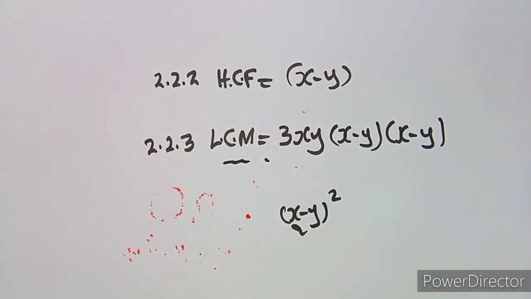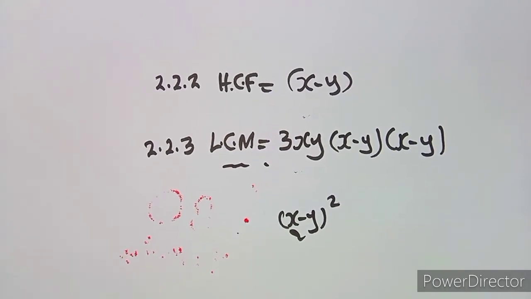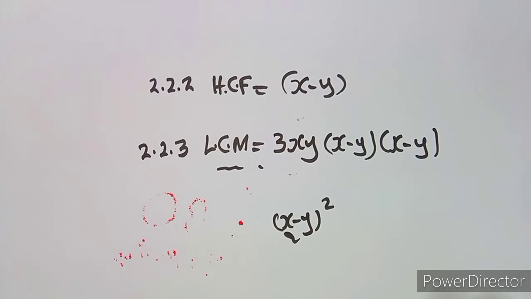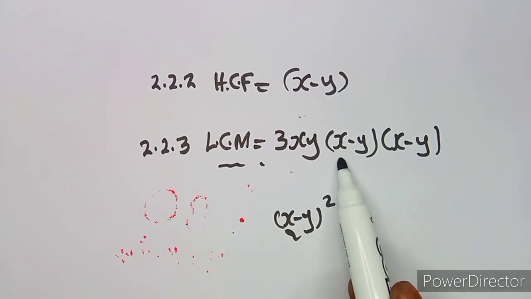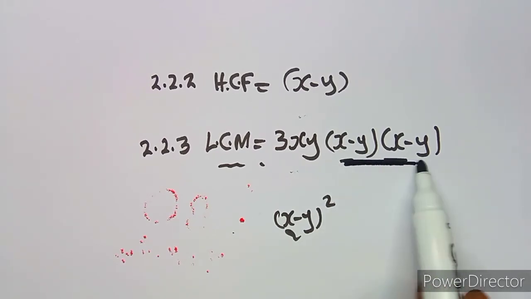So LCM is supposed to be all the terms which are present. HCF, the highest common factor, is what is common. You take what is common. So take note, guys, you must correct that LCM. This is supposed to be taken also, because for the LCM you take where you've got the highest exponent, so it's supposed to be 2 brackets.